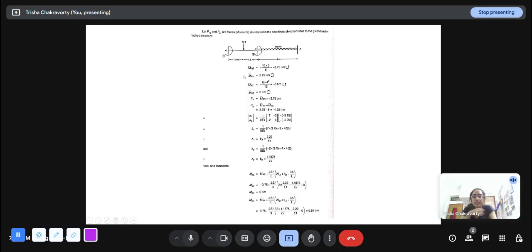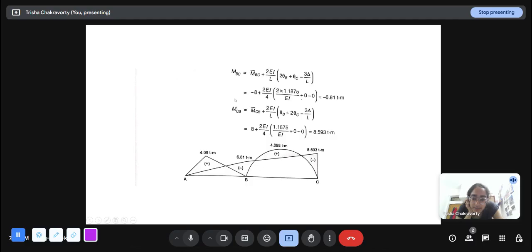So the final end moments here, from slope deflection method again we note these equations that the MAB is MAB bar plus 2EI by L, this equation. So theta A theta B I know now, I put that, and this delta is 0 because there is no settlement. So from that I get MAB and MBA. So MBC, MCB, everything I've got.